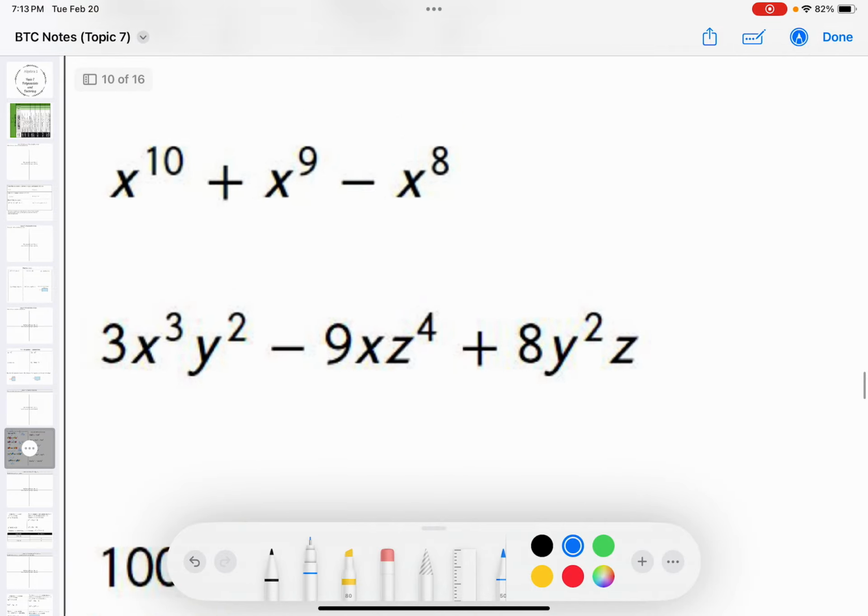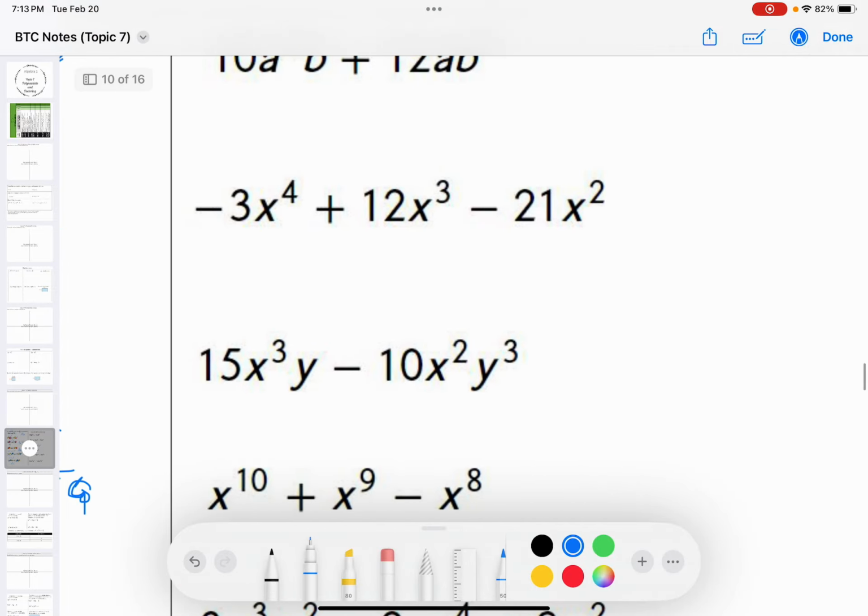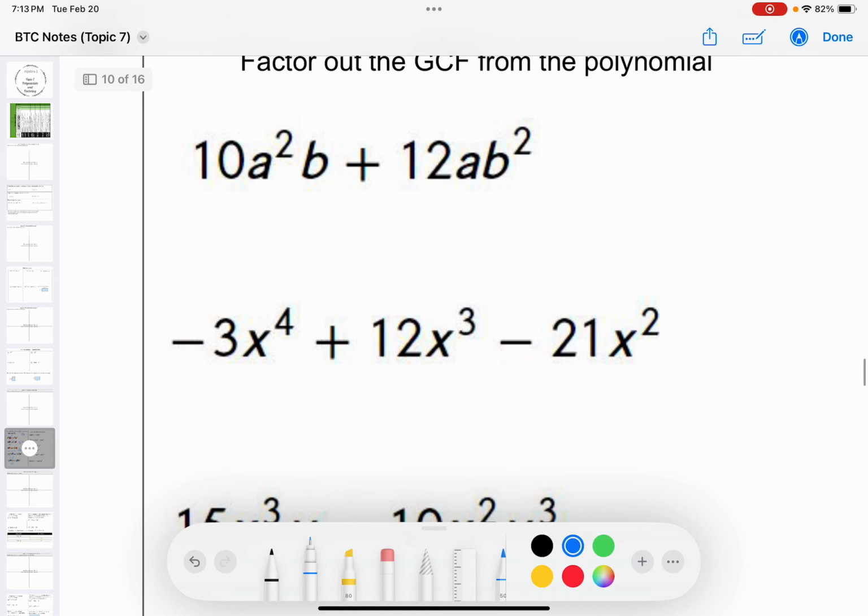Now when we scroll to the other side, we're going to be doing the same process essentially, but now we're going to actually factor these out. So not only do we need to find the greatest common factor, we also need to then determine what's left over. So we're going to look at that first one and say, okay, our greatest common factor of 10 and 12 is going to be 2. Variables, I'm going to have an a, and I'm going to have a b.